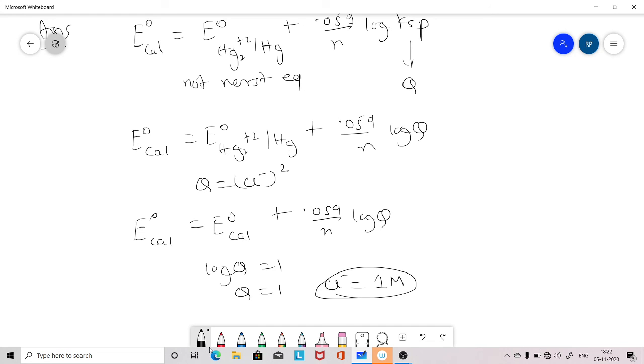They can give you simple questions in integer type, where you have to fill in the numbers. So best wishes from me. That's over for the calomel electrode.